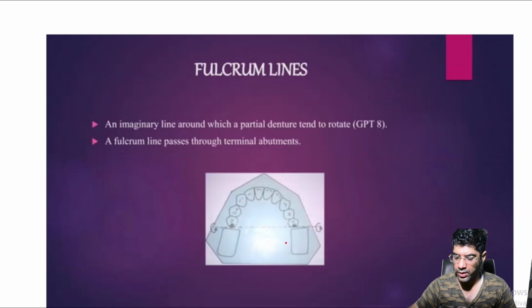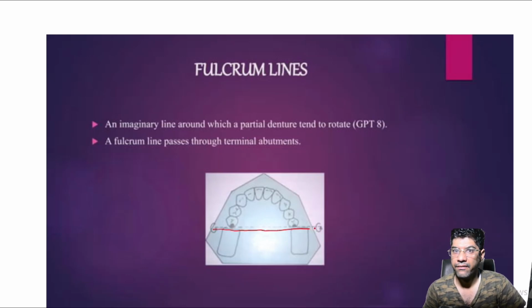Now let us talk about the fulcrum line. So what is fulcrum line? Fulcrum line is an imaginary line around which a partial denture tends to rotate. This line is typically formed at the terminal abutment axis, that is the line joining the two posterior most occlusal rests.